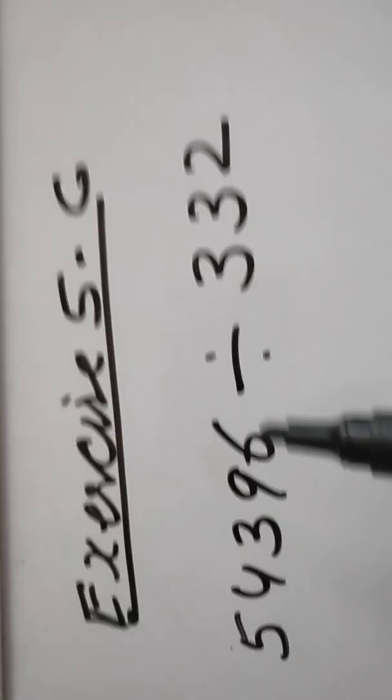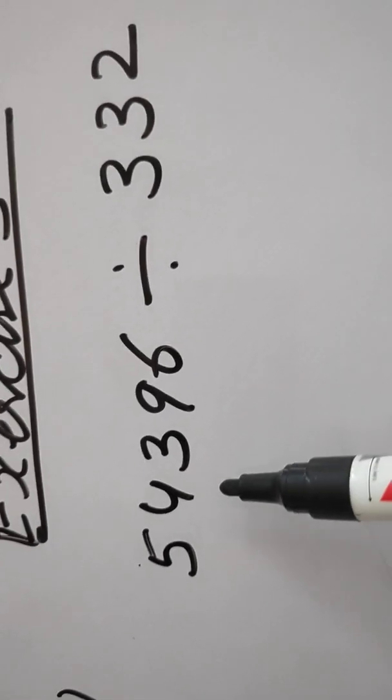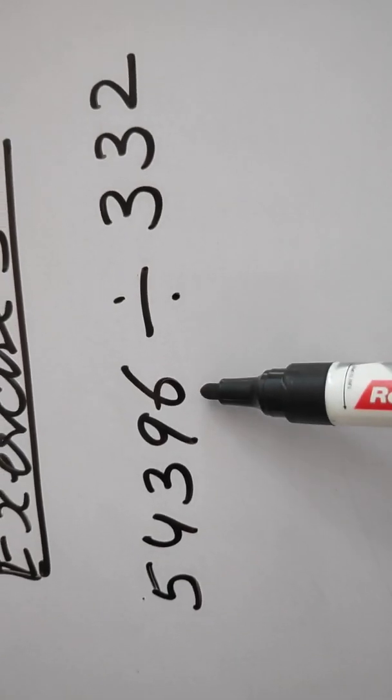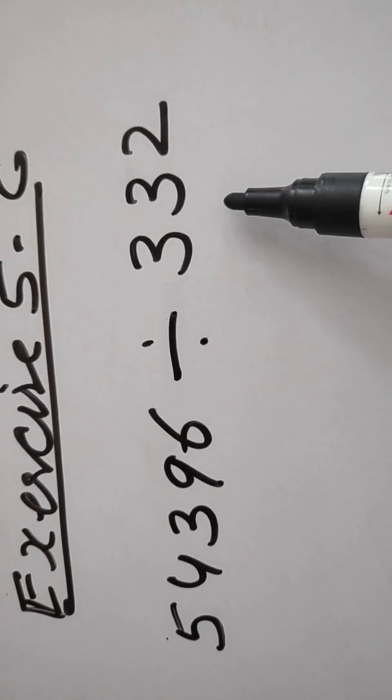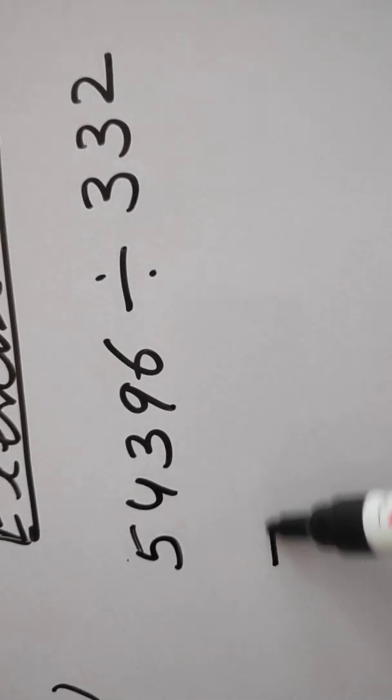So from your exercise 5C, I have taken one question. It is J part. In this question, dividend is 54,396 and divisor contains 3 digits and it is 332. How will we divide it?